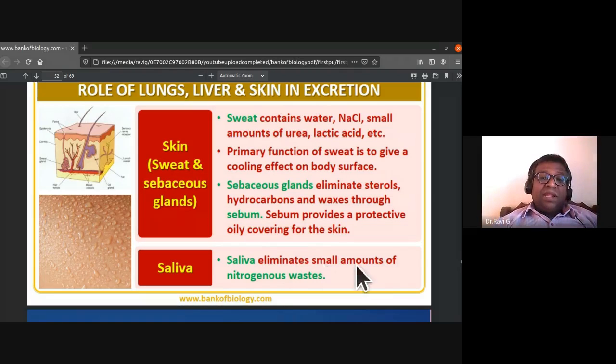Saliva eliminates a very small amount of nitrogenous waste.